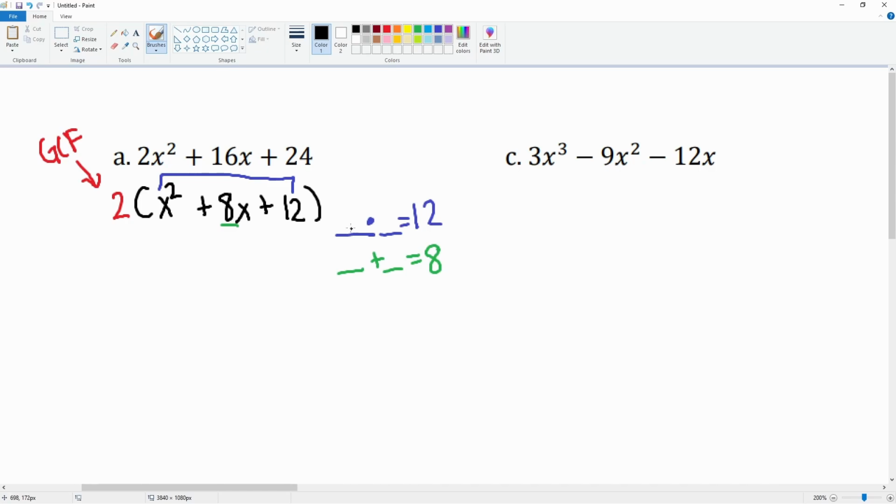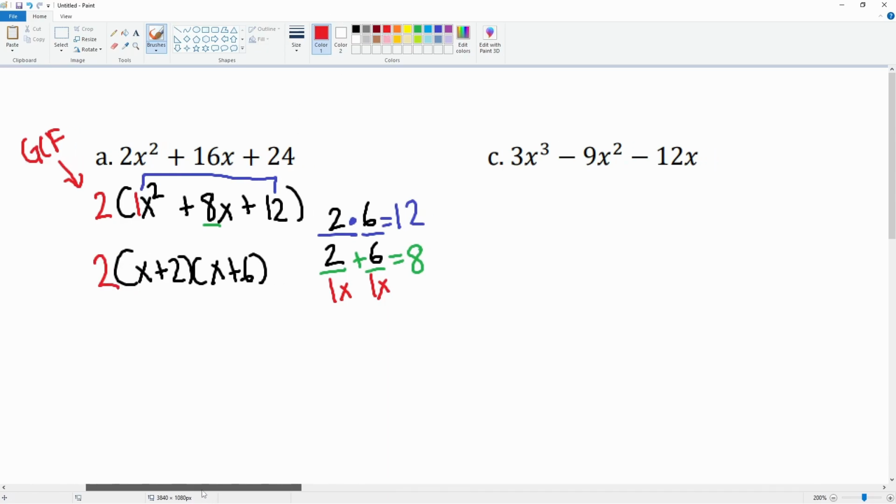2 and 6. 2 and 6 looks like it works. And yep, 2 times 6 is 12. 2 plus 6 is 8. Correct. Here we have a 1 that you're going to divide by, 1x, 1x. So in factored form, it would just be x plus 2 and x plus 6. Do not forget about that GCF of a 2, right?